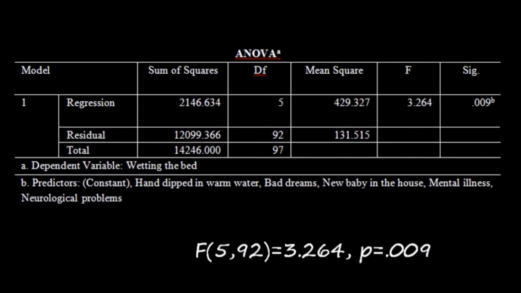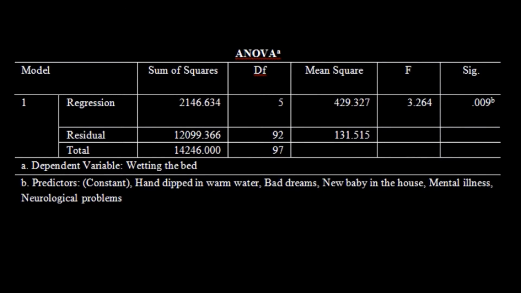In our example, the ANOVA for our regression shows us that capital italicized F, parentheses, 5, comma, 92, parentheses, is 3.264, with P equaling 0.009. This means that our results are significant, and the slope of the regression line is not equal to 0. So our null hypothesis can be rejected.